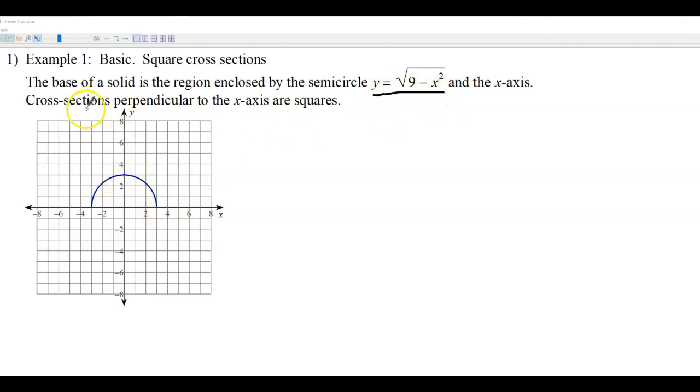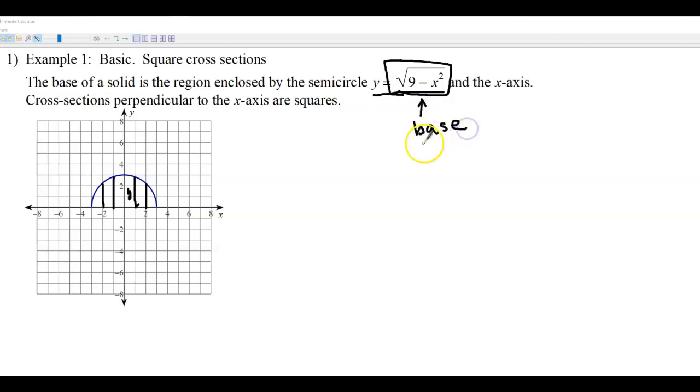And the cross sections are going to be squares that are perpendicular to the x-axis. Okay, so now the distance that I want to find is the distance from here to here. These are my bases. So the distance between the curve and the x-axis. Now, that length is really just the y value of this function. So in other words, if it's just the y value, then that is the base.